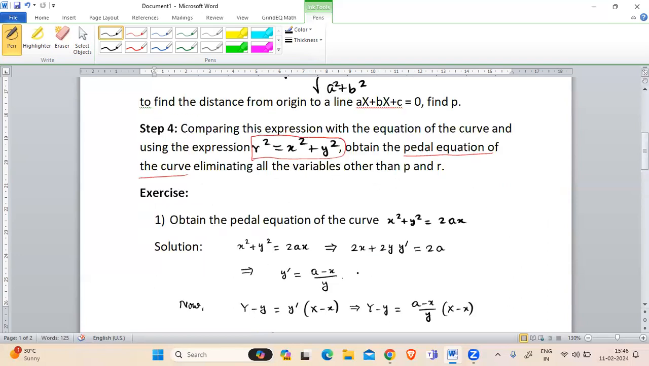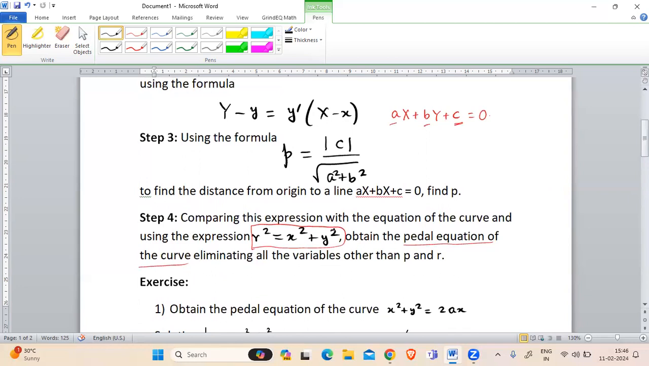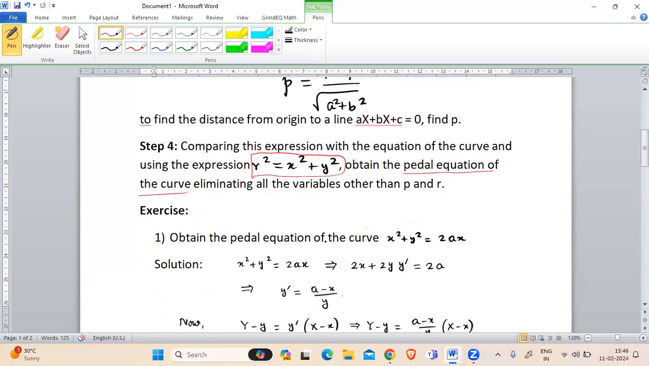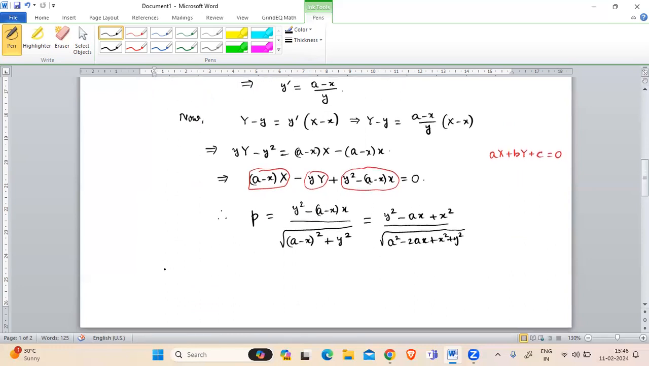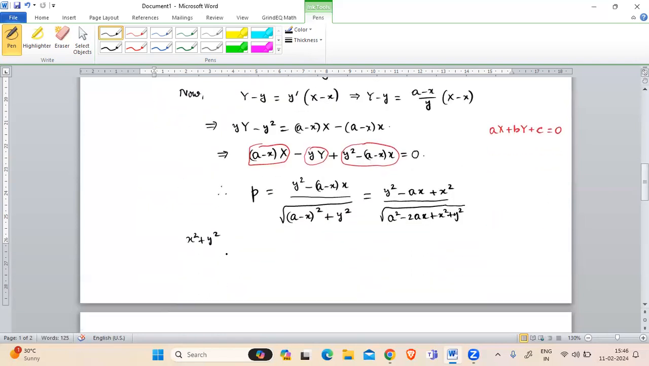Now what we are supposed to do is we'll have to compare this expression with the equation of the curve, and also use the expression r square equals x square plus y square to eliminate all the variables other than p and r. So we'll do exactly that. So now the given equation is x square plus y square equals 2ax.